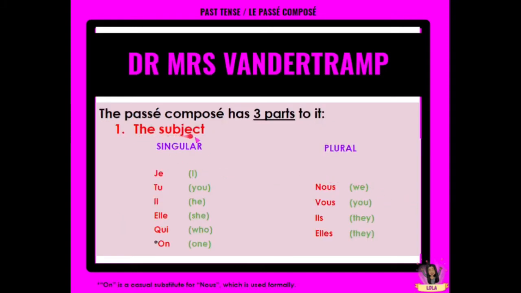So here's the first part, the subject. We've got the singular and the plural forms. Je, tu, il, elle, qui, and on. And on the plural side, nous, vous, ils, and elles. And obviously with the subject, it's not just this. It could be a noun as well, something like a person's name. It could be a thing as well.